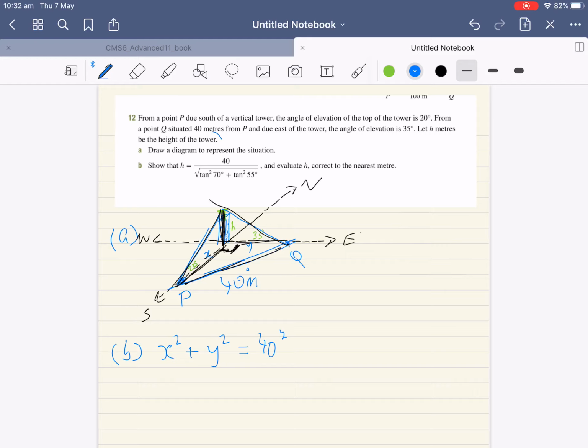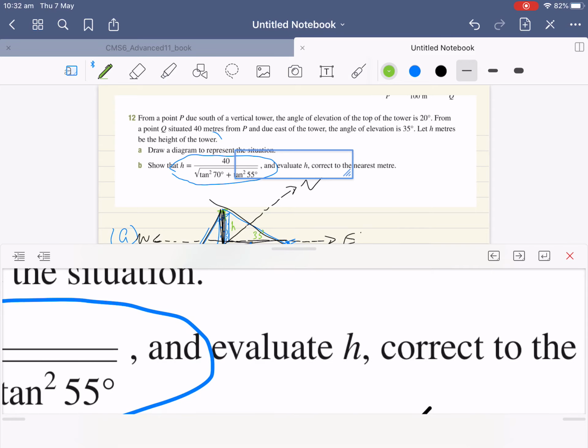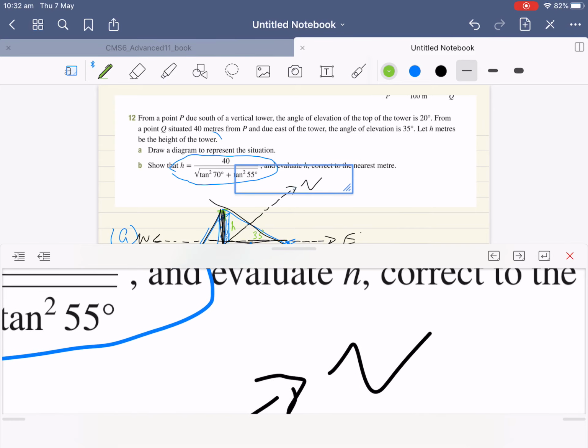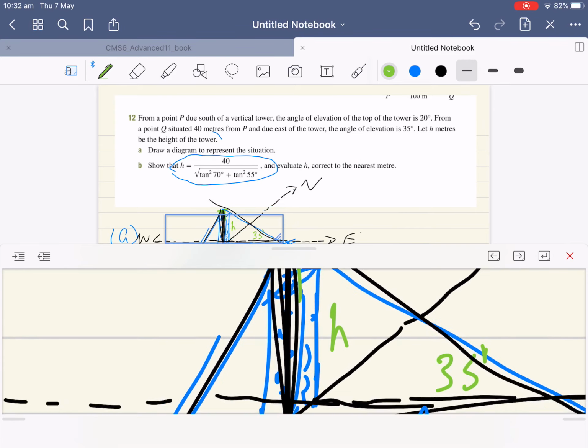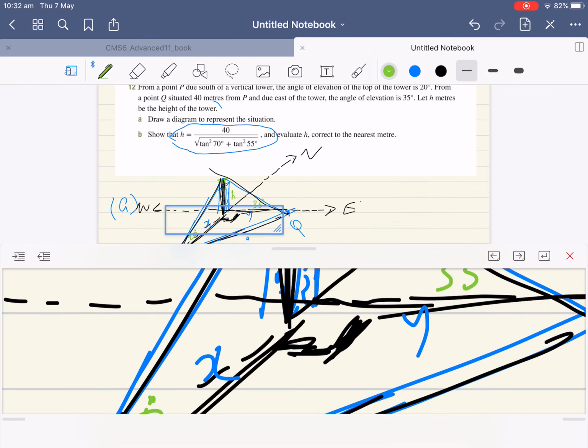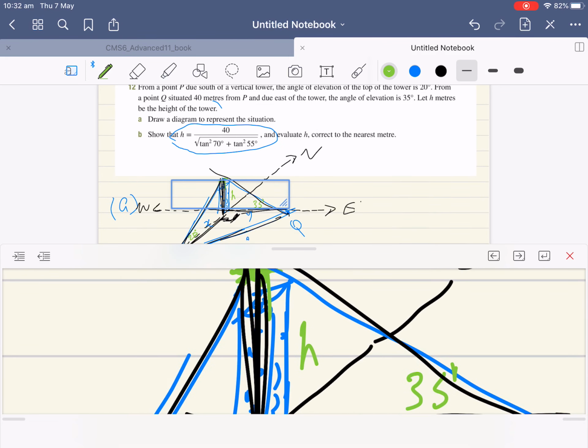If we look at the triangle that involves P and the tower, I can see 20 degrees there. So it's going to be a tan question with 20. But if I look over at what we actually need to show, I don't see any 20 degrees. Instead, I see a 70 degrees. So it looks like we've got ourselves a little bit of a trick here, where instead of using that 20, we're going to go up here and use that 70.